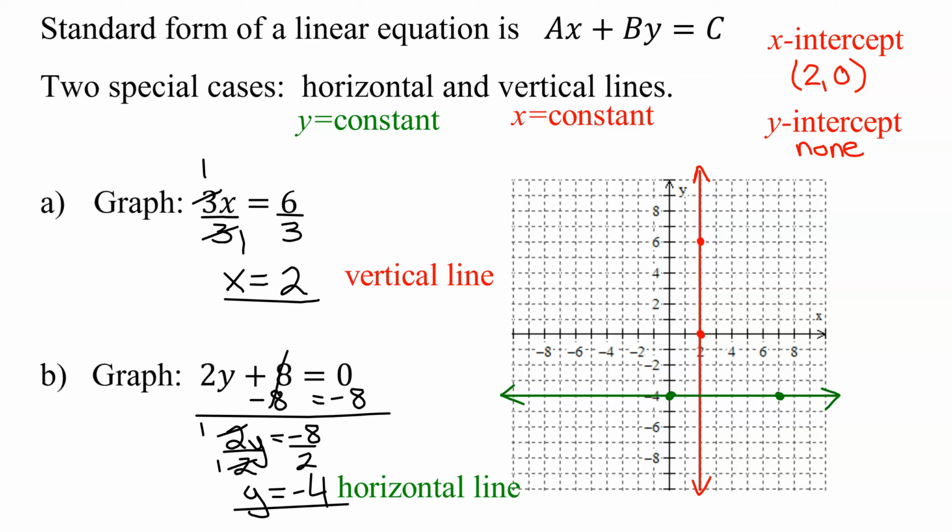And lastly, we need to see if it has an x-intercept and if it has a y-intercept. Well, does this horizontal line cross the x-axis? No. So is there an x-intercept? No, there is none. And how about the y-axis? Does it cross the y-axis? Yes, right here. And what's the coordinates of that point? Well, x is 0 and y is negative 4.